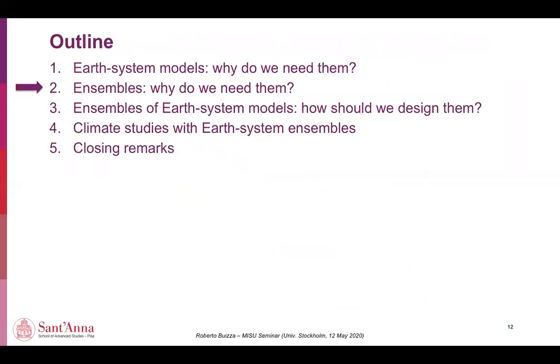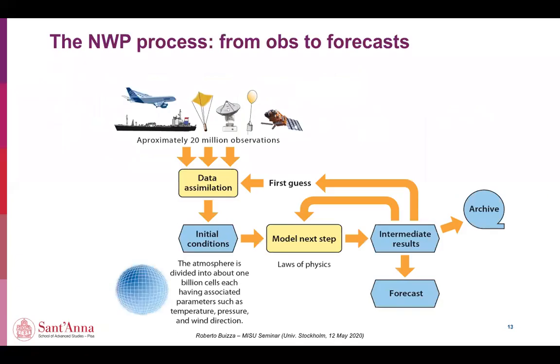So I hope I've convinced you by showing you some examples that you need to include in the models that are used to predict the weather all the processes that are relevant for your prediction, and that not having them would make your forecast less accurate and would reduce the forecast skill horizon of your forecast. So then ensembles, why do we need them?